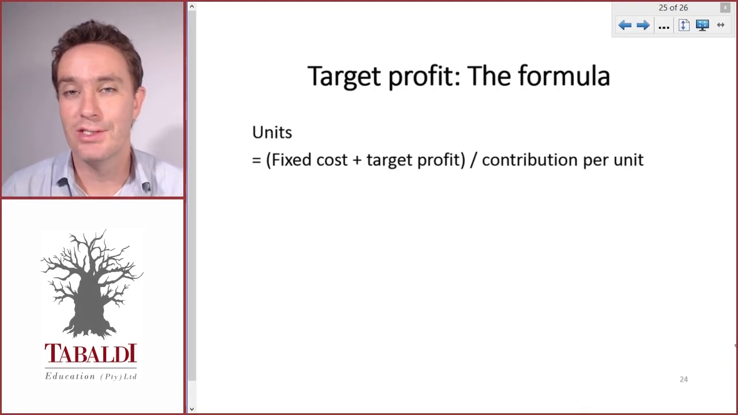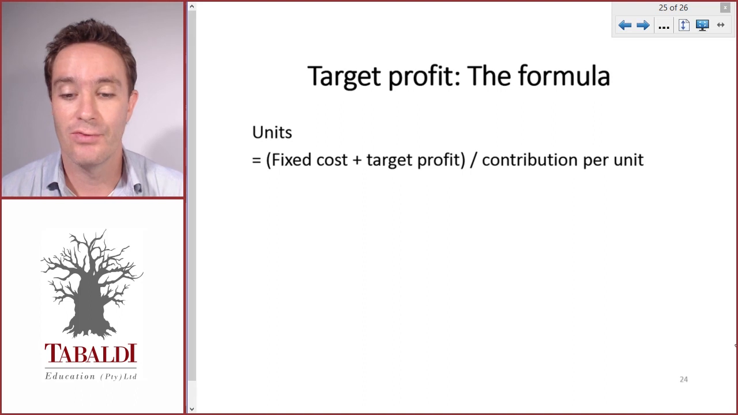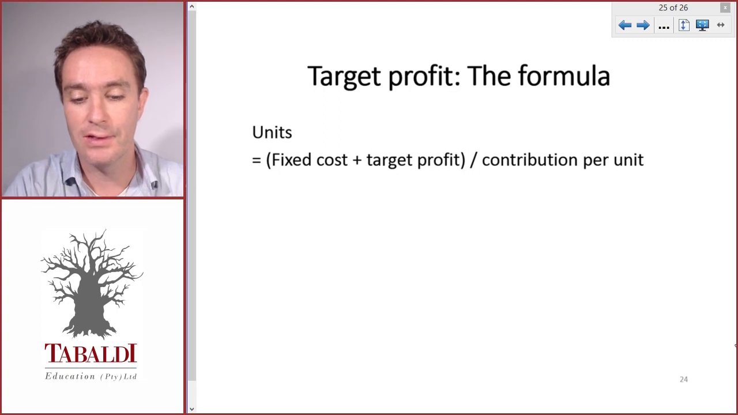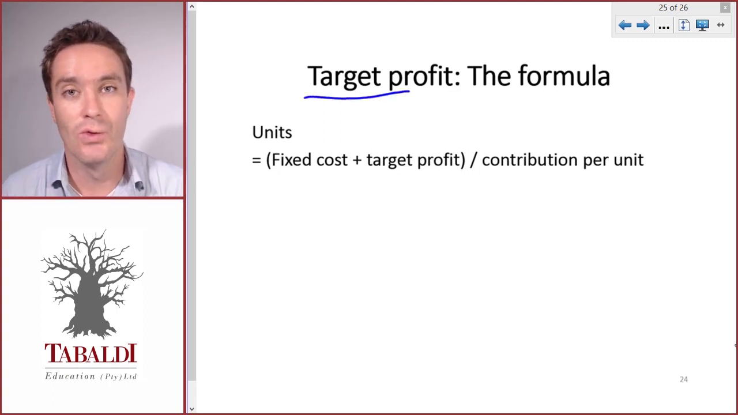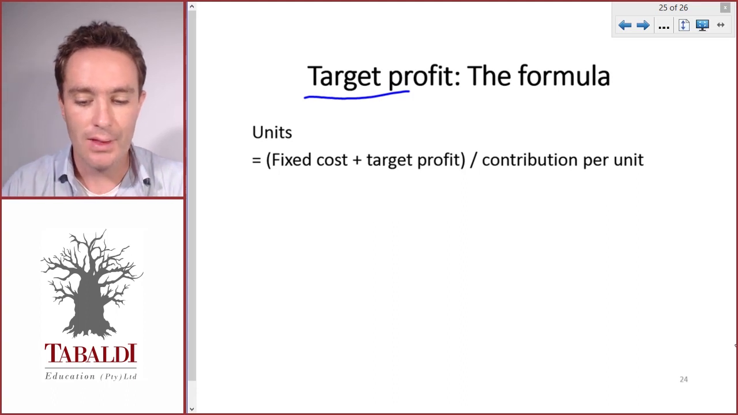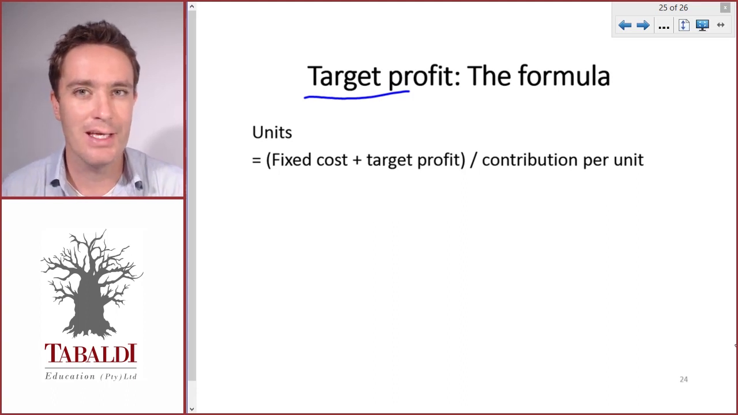So I know most students love formulas, so here we have the formula for target profit. If we know what profit we aim for, that's our target profit, then we can calculate the number of units required in order to make that profit. The formula is very similar to the break-even formula.